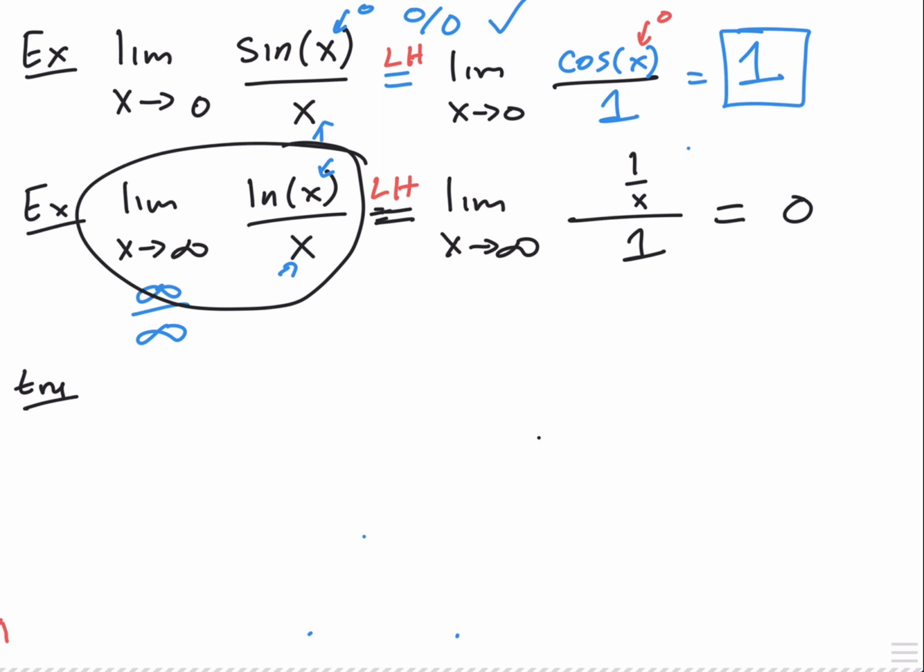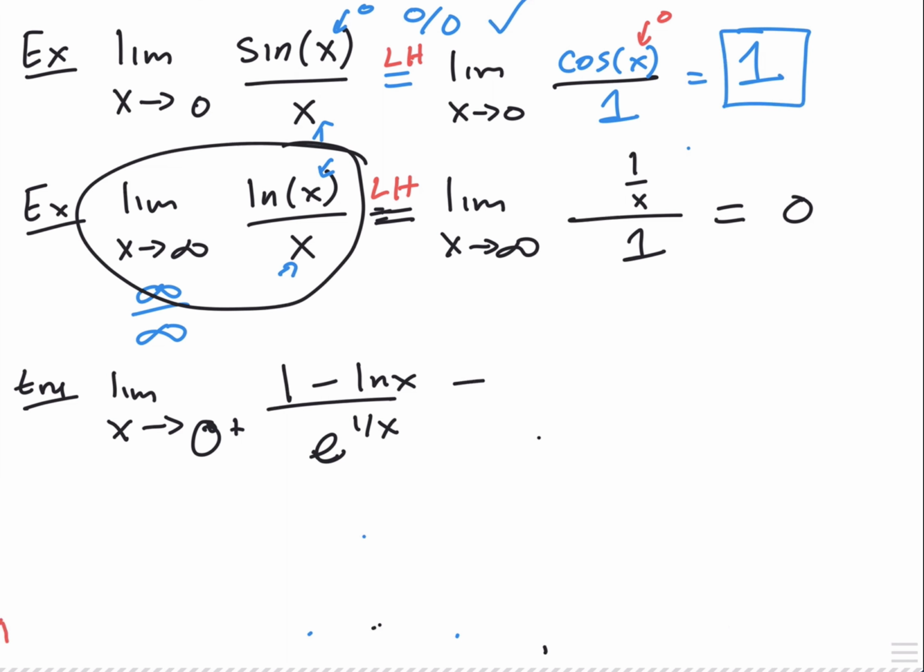How about, let's see, let me see if I can find a good one here for you. Okay, how about the limit as x approaches 0 from the positive direction of 1 minus ln of x over e to the 1 over x. Okay, give it a go.